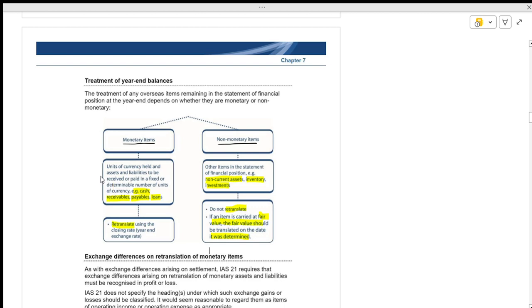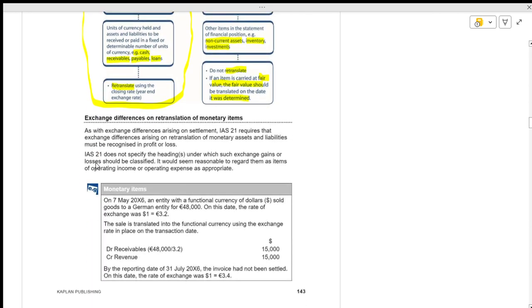Now, the most important thing is monetary items compared to non-monetary items. Sales is related to monetary items. That is the reason we are concerned about that. As an exchange difference settlement, IFRS requires the exchange difference on retranslation of monetary assets and liabilities to be recognized in the profit and loss account, such as exchange gains or losses.